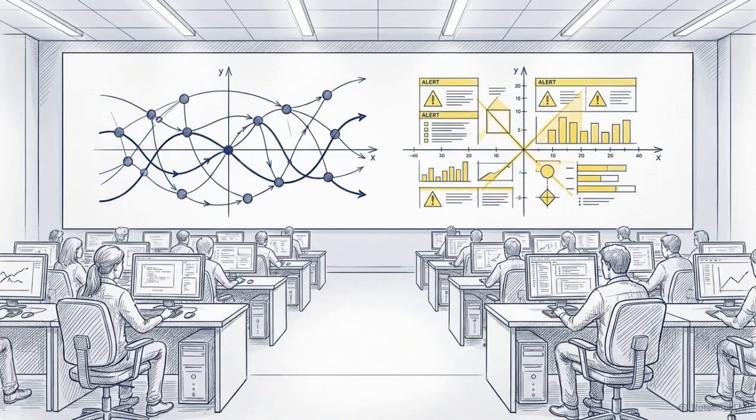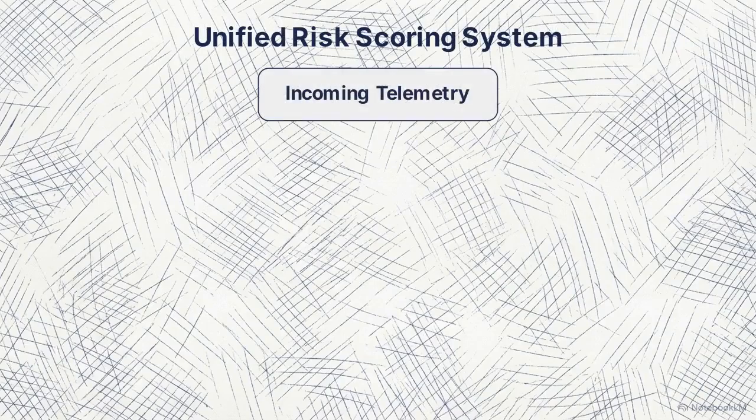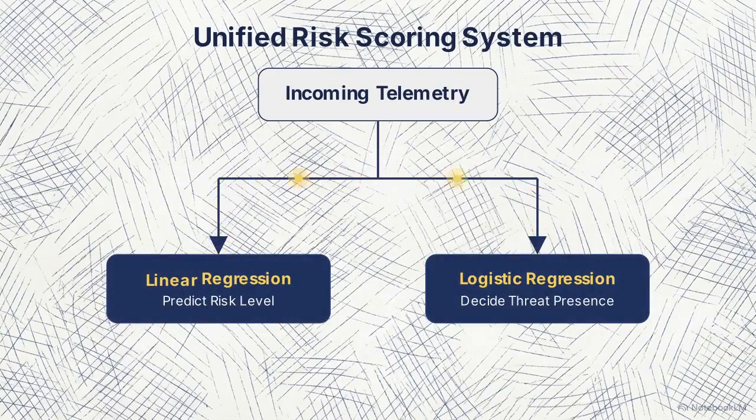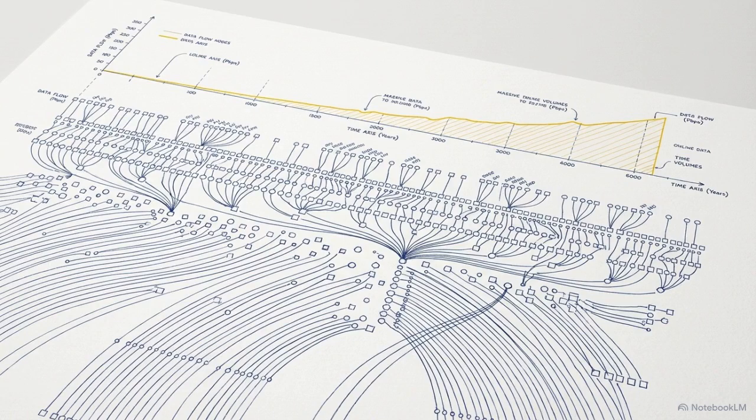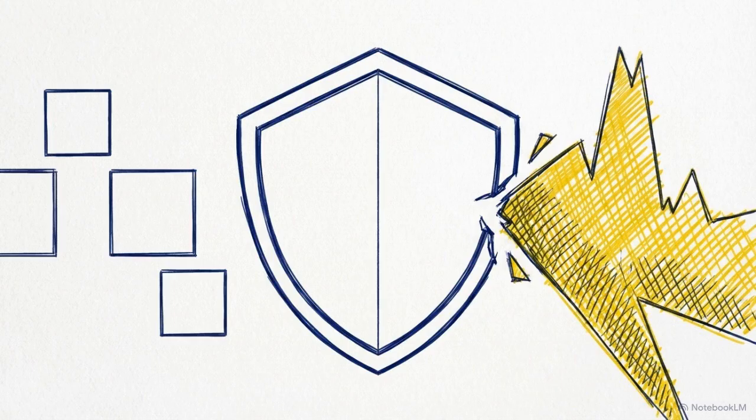Enterprise security environments do not choose between these algorithms. They deploy them simultaneously. This flowchart illustrates a unified risk scoring system. Incoming telemetry splits into two concurrent branches. The linear model processes the data to predict the overall scale and volume of risk to the network. Concurrently, the logistic model acts as the gatekeeper, making discrete, binary decisions on the presence of individual threats.